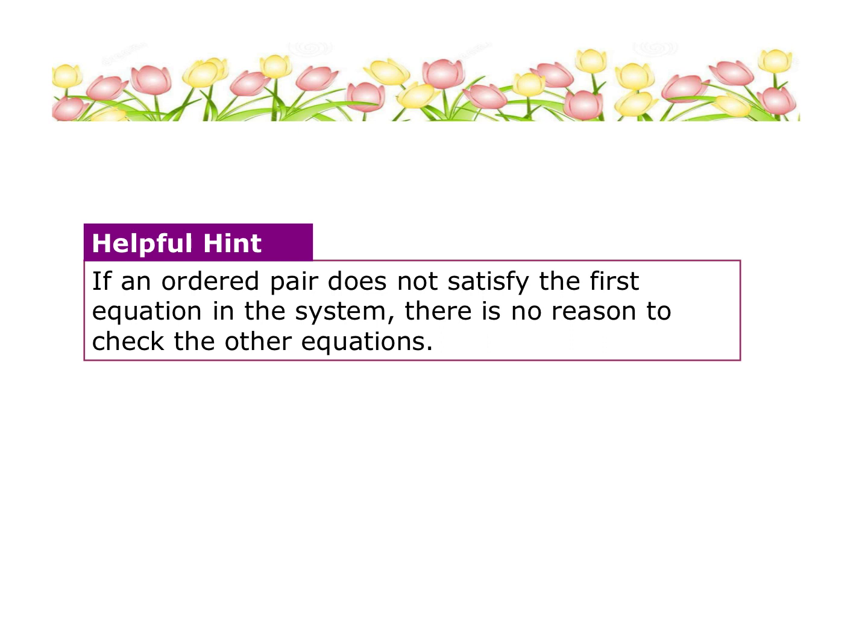Now, this helpful hint, it's already told you in the previous slide. It says that if an ordered pair does not satisfy the first equation in the system, there's no reason to check the other equation. So like I was just saying, this is just in other words. It has to be true in both equations. So if you happen to plug it into the first equation and it doesn't work out, then you don't have to do anything with it.